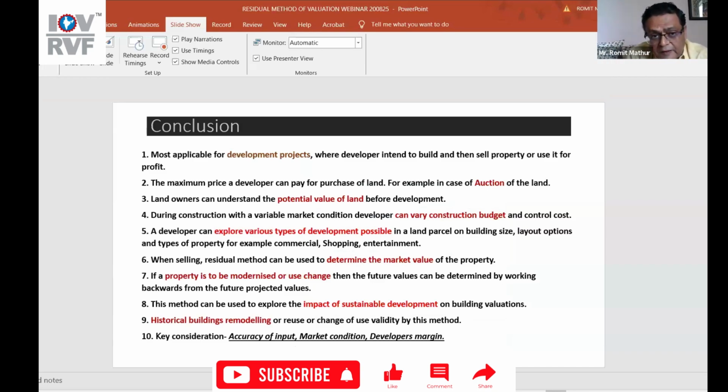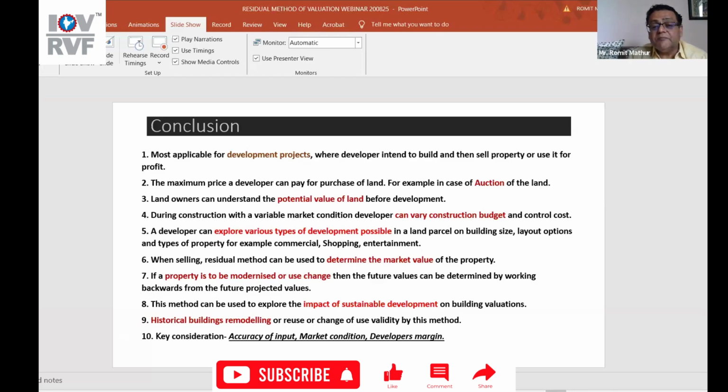Conclusion. Most applicable for development projects where the developer intends to build and then sell property or use it for profit. It gives the maximum price a developer can pay for purchase of land, for example, in case of auction of the land. Landowners can understand the potential value of land before development. Another very important aspect: suppose somebody owns 2 acres of land, he can negotiate a better price if he knows the potential of his land.